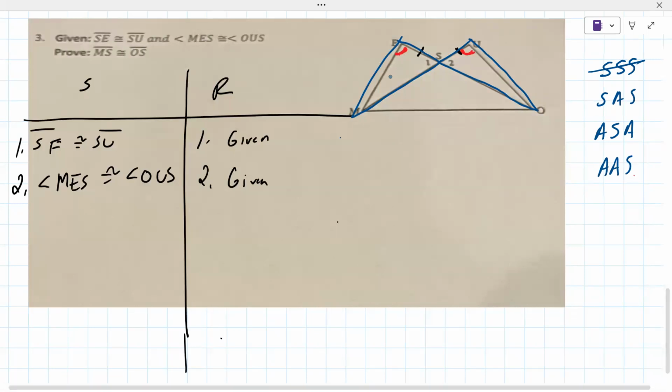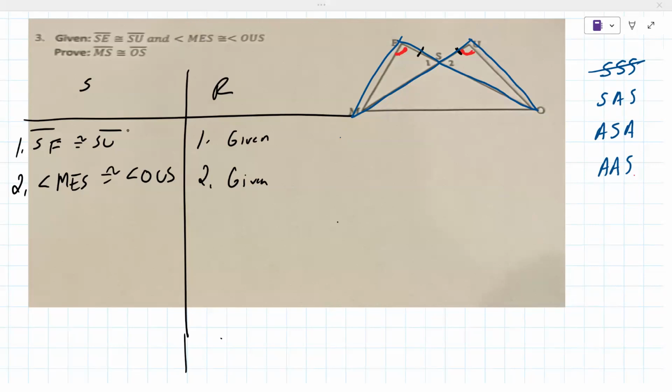So you can't make something up here. You have to look at the picture and see if something else is congruent and have a reason why. So what do you see? Any other angles or sides that are congruent? You kind of already referenced it as well.